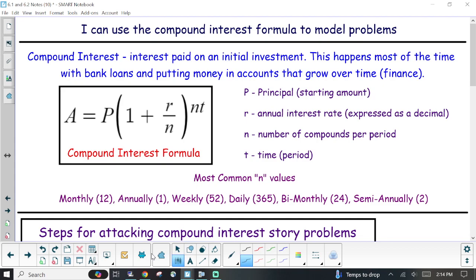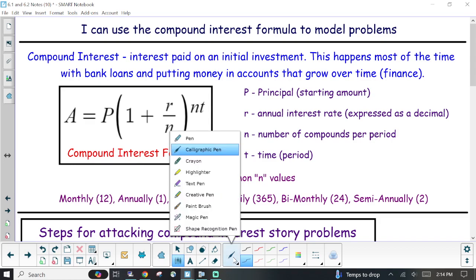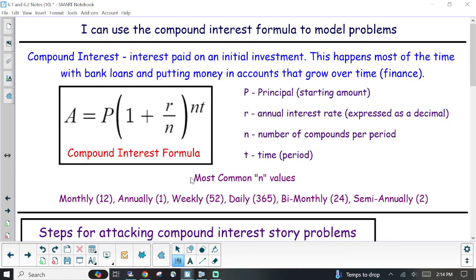So, here's the difference between growth and decay and compound interest. The formulas look very similar. Instead of an A value, which if you remember from yesterday is the starting amount, here our starting amount is what we call principal.